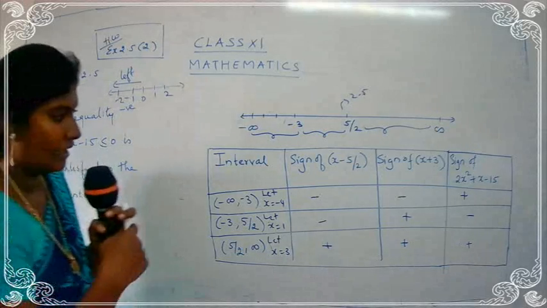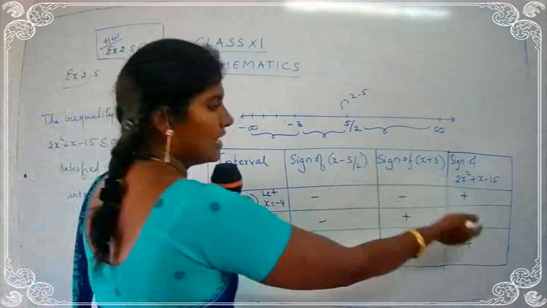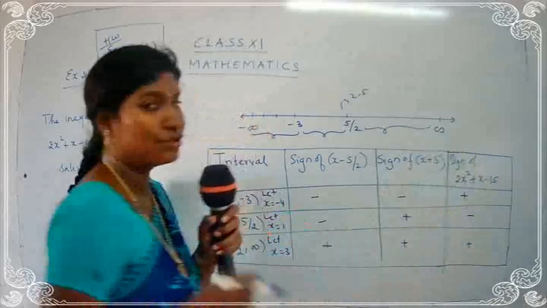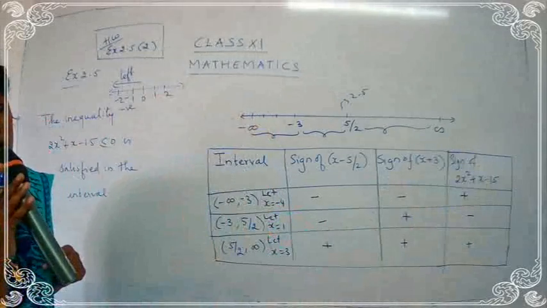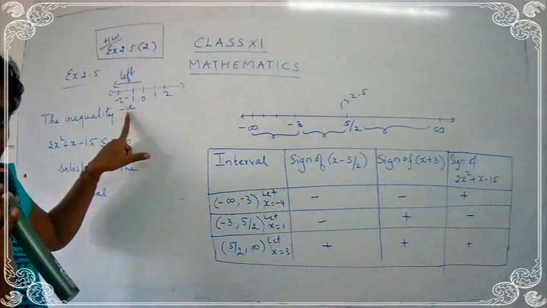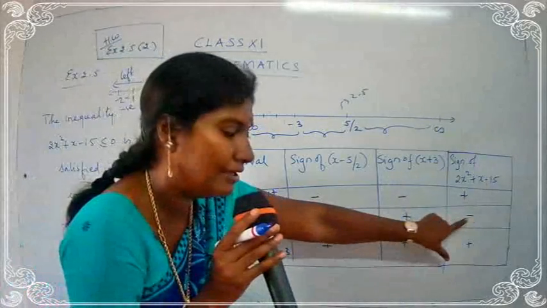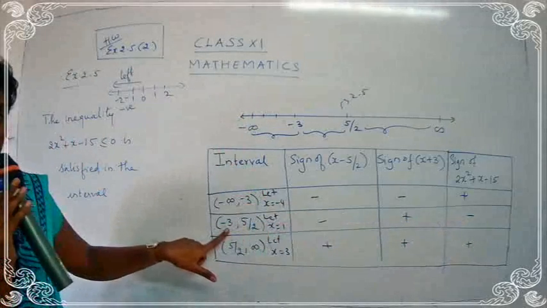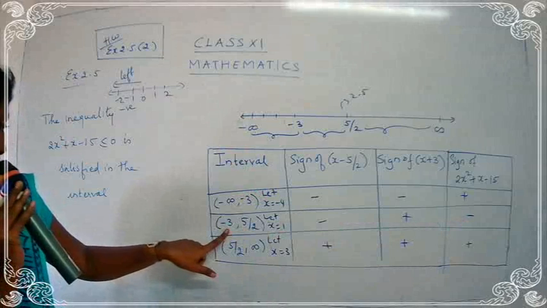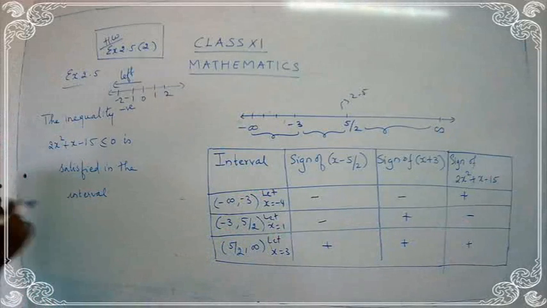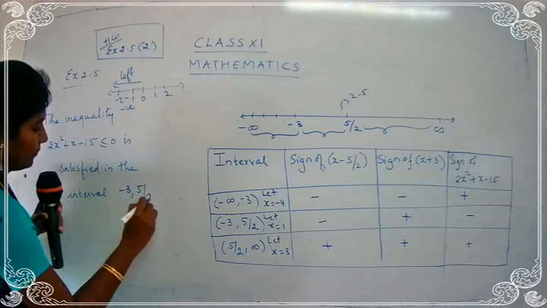So from here, I'm not going to focus on these 2 parts. I have to see the last sign. So which interval gives you a number less than or equal to 0? Yes, good. You have to get a negative value. So where do you get a negative value? Here. Yes, children. So which is the interval? Yes, see. So what is the interval? Minus 3, 5 by 2. So write down minus 3, 5 by 2.